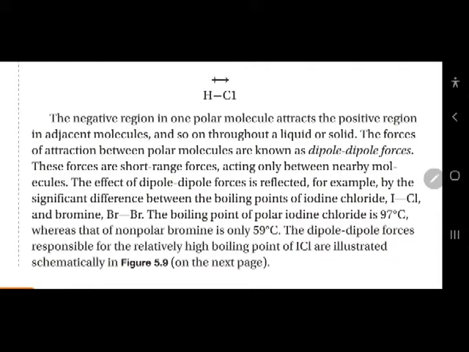The effect of dipole-dipole forces is reflected by the significant difference between the boiling points of iodine chloride and bromine. Now the negative region in one polar molecule attracts the positive region in the adjacent molecule. So this is how we will have a dipole-dipole force.